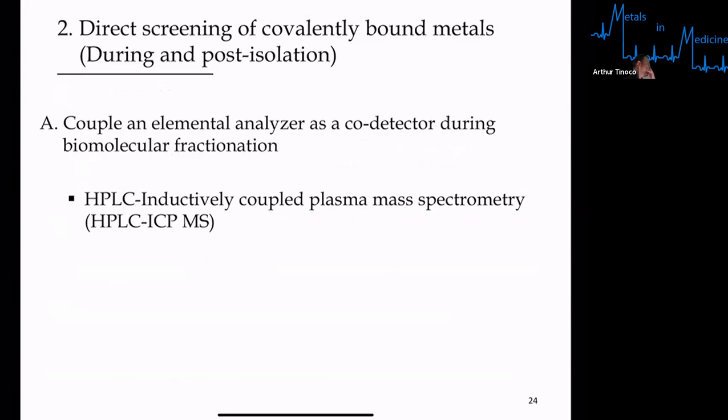Here, we have a type of technique where you're using an elemental analyzer. So what do I mean? You're going to use a technique that's going to detect the element of interest, okay? And so that elemental analyzer will serve as a co-detector because you're going to use two techniques. So there's two dimensions of detection here. So let's look at an example.